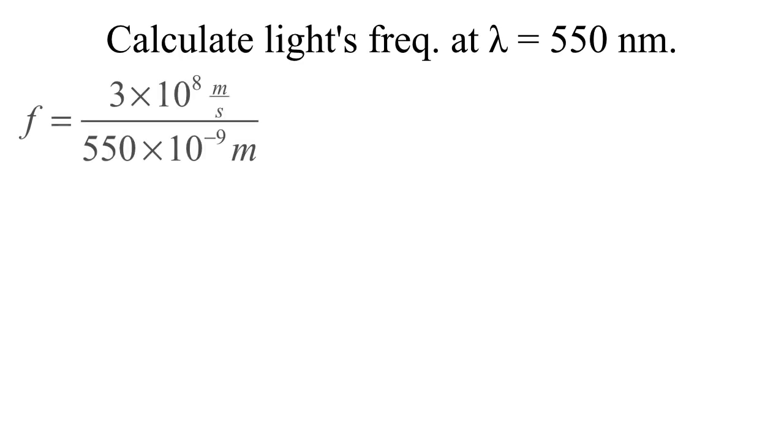Let's go. All right, so f equals c over lambda. Lambda's in the denominator, 550 nanometers. And remember, a nanometer is the same as 10 to the minus 9 meters, and we got 550 of them, so that goes in the denominator. And then the speed of light, that's always 3 times 10 to the 8. It's a constant of nature: 3 times 10 to the 8 meters per second.